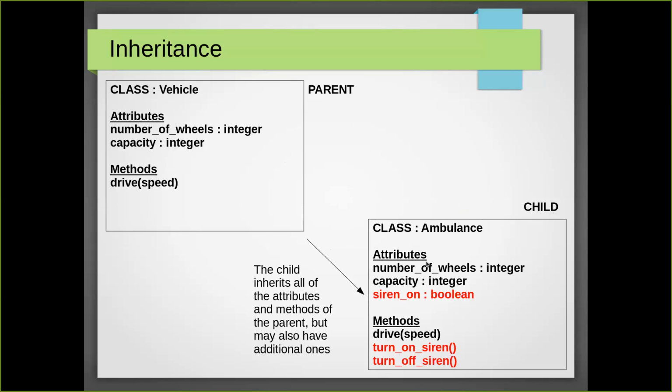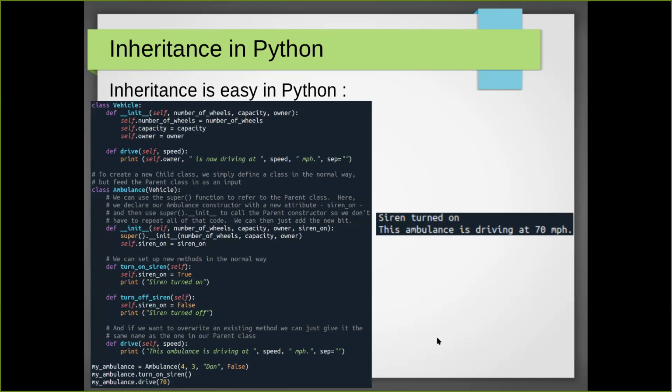So in this case, we can say ambulance is a type of vehicle, but it's also got a Boolean attribute that indicates whether the siren's on or not, and a couple of methods telling it to turn on the siren and turn off the siren. Okay. Now, fortunately, it's really easy to do this in Python. So here I've set up my vehicle class exactly the same way as I did before.